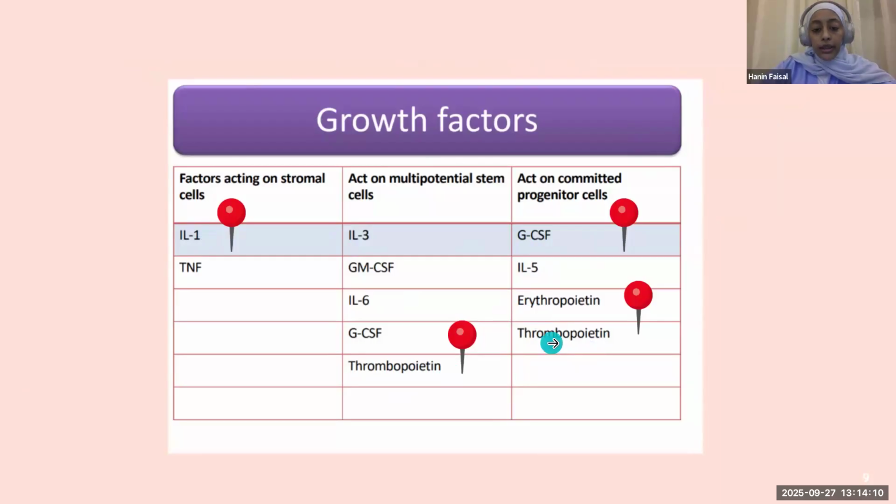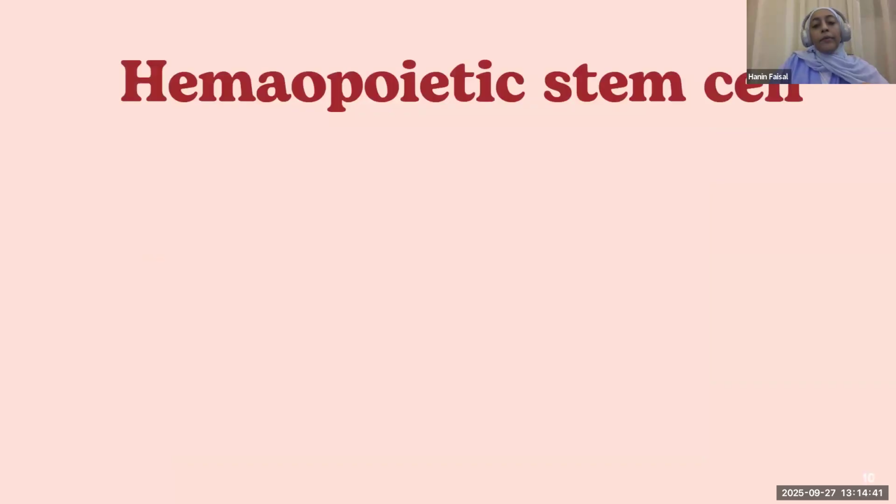So, for example, thrombopoietin can act on the committed progenitor cells and the multipotent stem cell. So it can act on two things. This is really important to know. For the GCSF, it can also act on both, and erythropoietin will only act on the committed progenitor cells, while interleukin 1 is going to act on the stroma cells. So basically, this is mainly memorization. Try to memorize thrombopoietin, erythropoietin, and GCSF. Later on, I think I have a question on it. So focus on this.